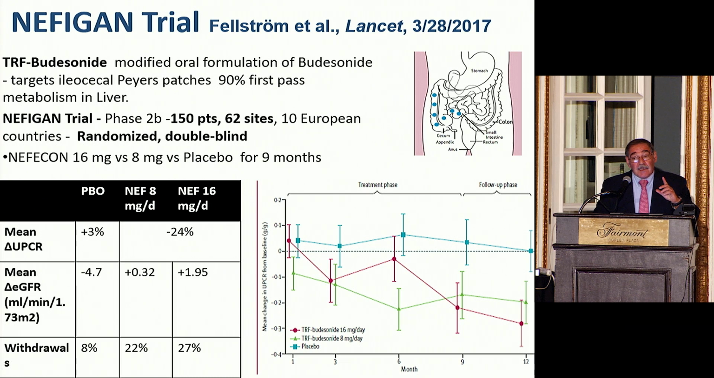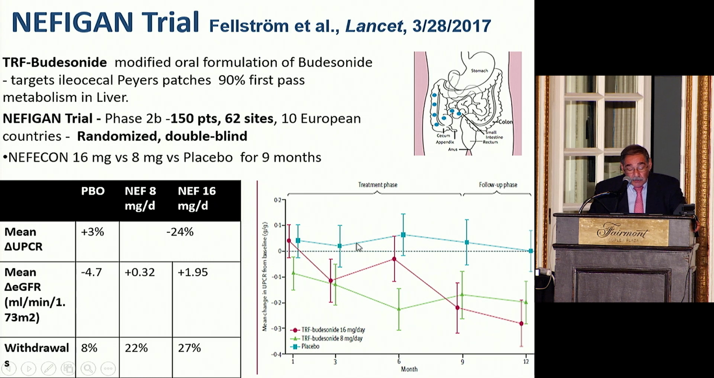Now, budesonide is FDA-approved in the United States for asthma and colitis. It's not approved in this preparation. This is a modified preparation, but it should not be absorbed. It should be gone on first-pass metabolism through the liver.